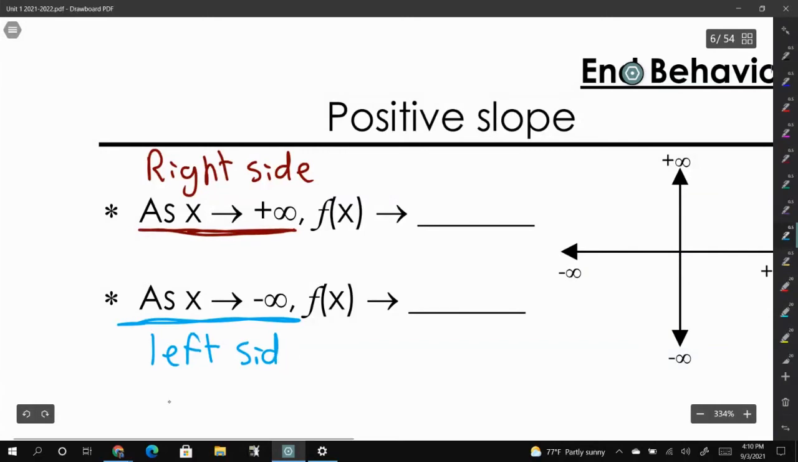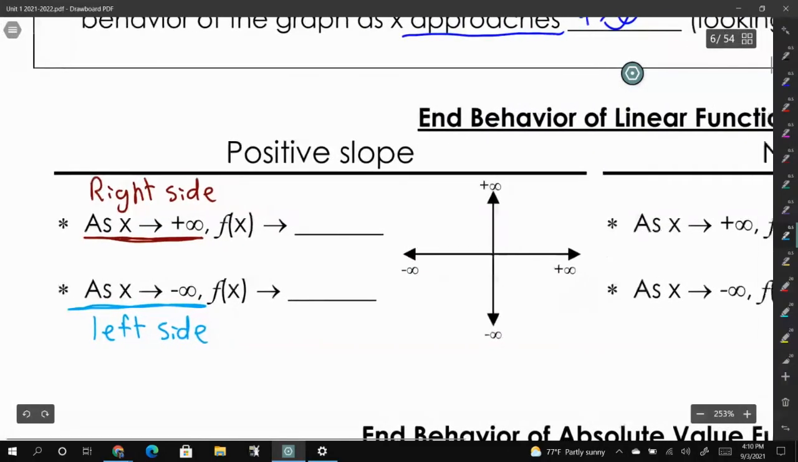And then we have to determine, does the left side go up or go down? And does the right side go up or down? So if we're talking about a linear function here with a positive slope, I'm just going to draw one to give us an idea. Okay. Here's a linear function with a positive slope. Look at the right side. The right side, as the x values get larger, the y values are going up. So instead of saying that the y values are going up, we say the y value approaches positive infinity.